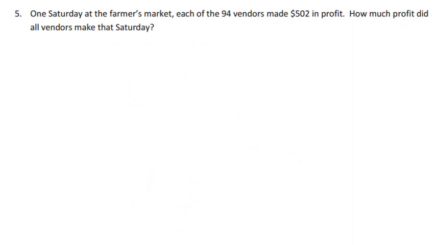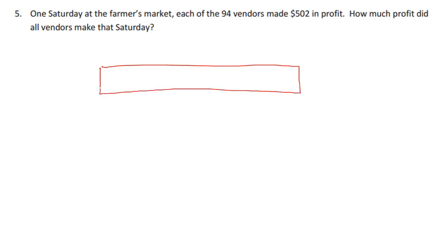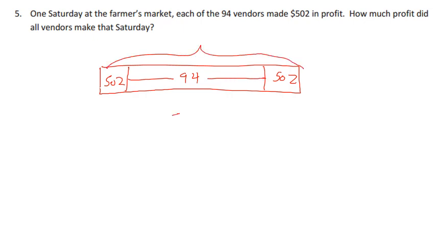5. One Saturday at the farmer's market, each of the 94 vendors made $502 in profit. How much profit did all the vendors make? So once again, doing a tape diagram, it shows 502 profit, and it shows 94 vendors, and we're looking for total profit. So that's 502 times 94.